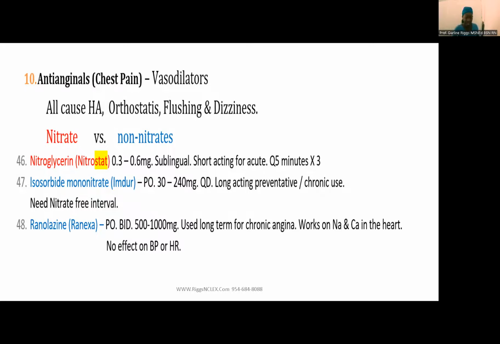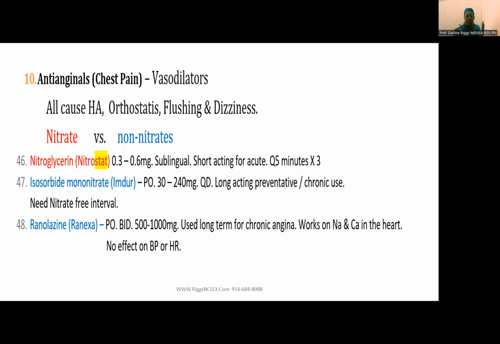This is recap again, which is good. We talked about your anti-anginals, right? We talked about them being great vasodilators, especially while the client is experiencing chest pain. Okay, they all cause headache. Whenever you're vasodilating, that just goes with that. Vasodilation, headache, orthostatic hypotension, flushing, dizziness, all of it. I sounded like a broken record saying that again and again.